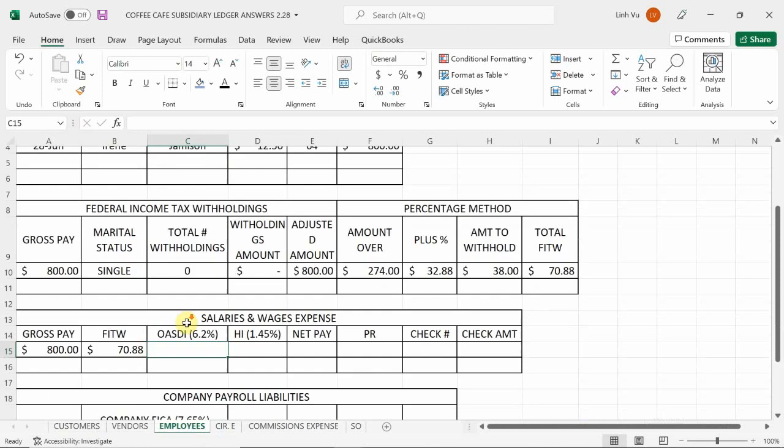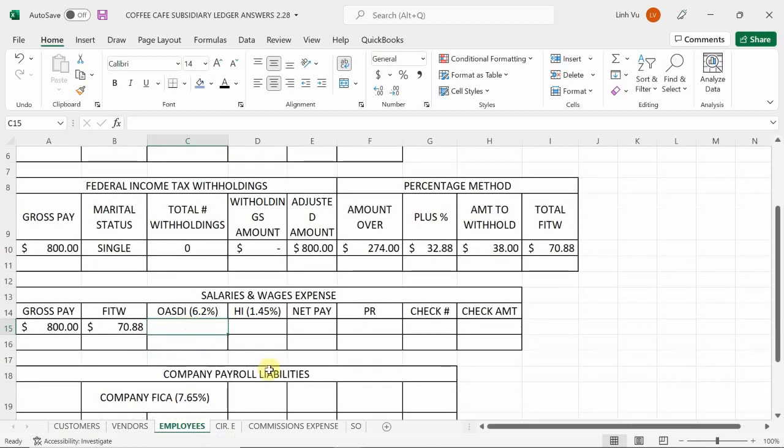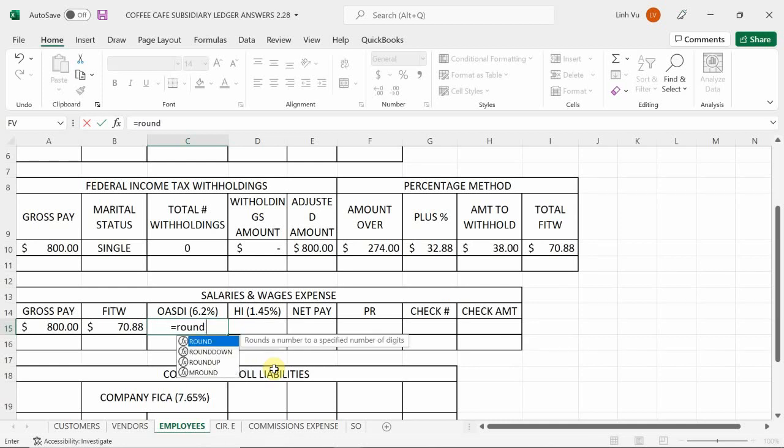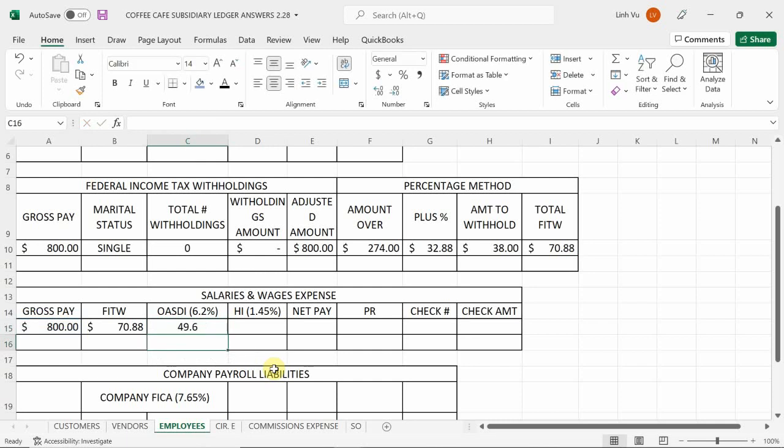OASDI, also known as Social Security, is 6.2% of gross pay. So in this case, I'm going to calculate it. 800 times 0.062, right, 6.2%, is going to give me $49.60 worth of Social Security. Okay, so that means that's going to be taken out from her paycheck.